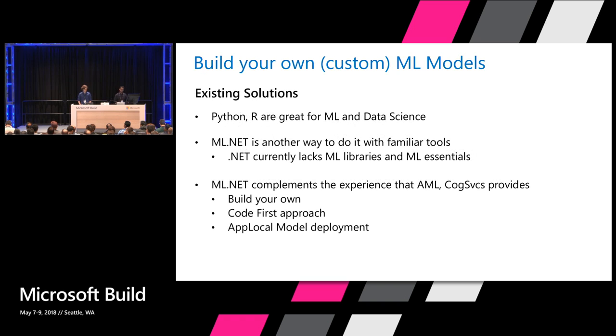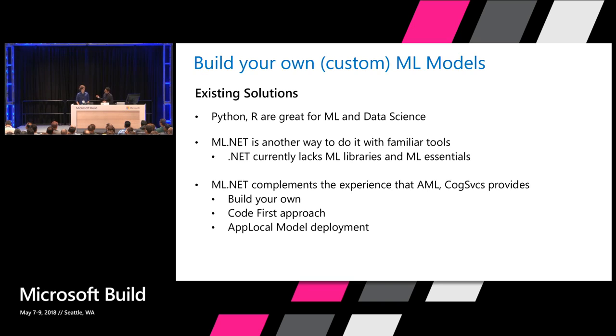Now, if you take a look at the solutions out there today, there's a lot of solutions for doing custom. Python and R are excellent choices if you're starting with custom machine learning. They have a great community, great docs, great libraries. Visual Studio Code provides a lot of tooling for getting started in Python today. Having said that, if you are a .NET developer and you want to remain in the .NET stack and enjoy the familiar tooling and experience that you have, you can use ML.NET. ML.NET is for you. Does that make sense? Does that resonate with you?